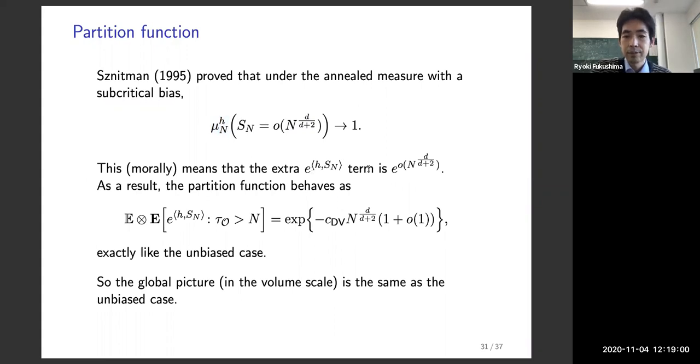So this bias factor is a small order to e to the n to the d over d plus 2. And you can make it precise. As a result, if you look at partition function asymptotics, this extra bias term doesn't affect the leading order asymptotics. Therefore, partition function asymptotics up to leading order behaves exactly the same way as the unbiased case. So here we have C_d,V n to the d over d plus 2, but even this constant, by Donsker and Varadhan, is the same as the unbiased case. So all the effect from the bias is hidden in this small order one term.